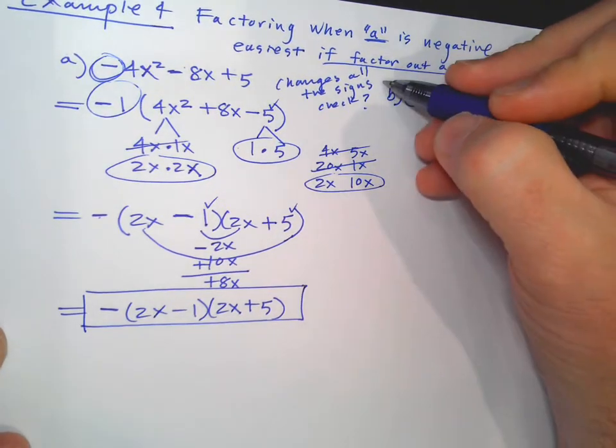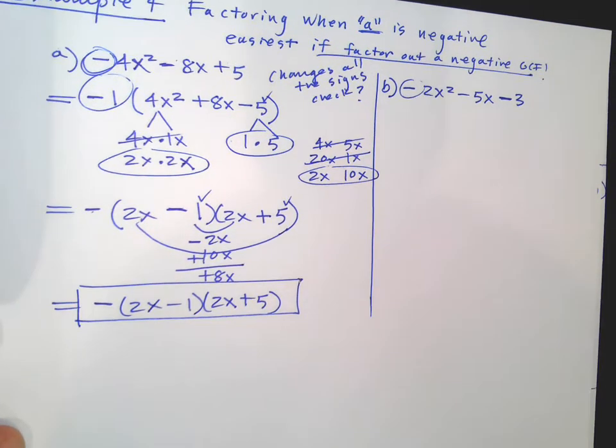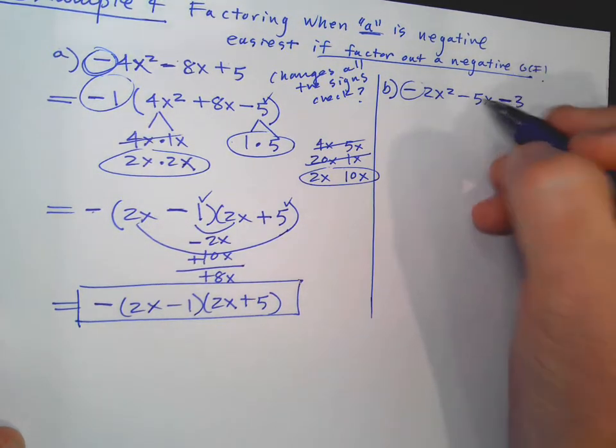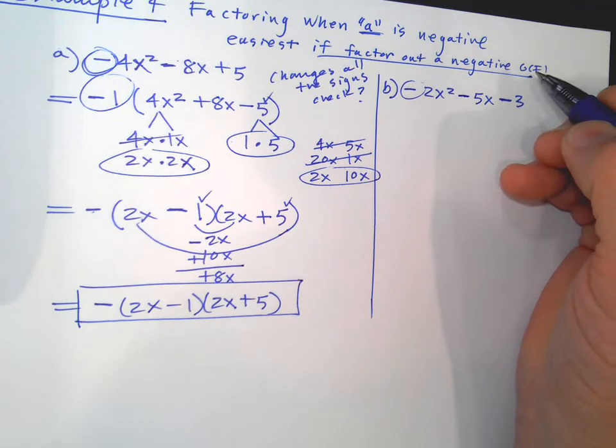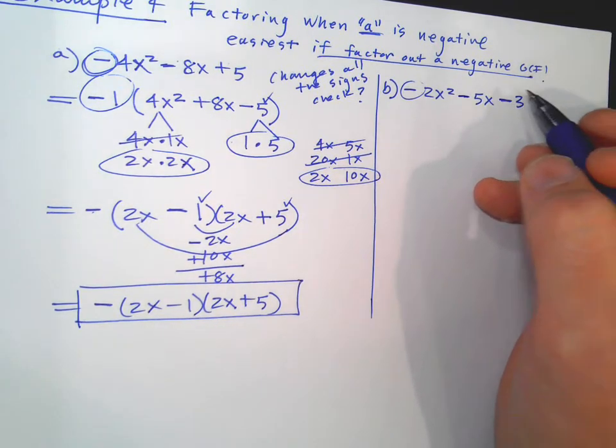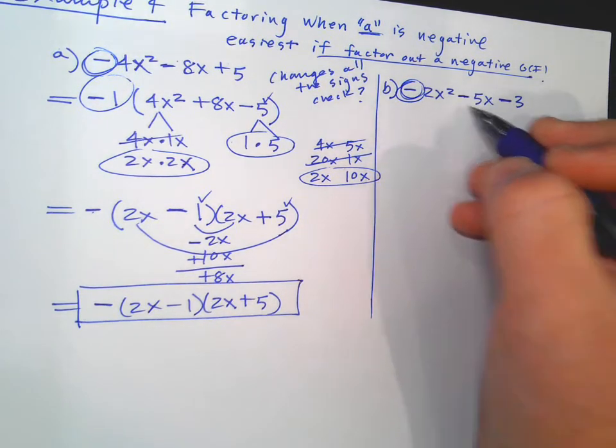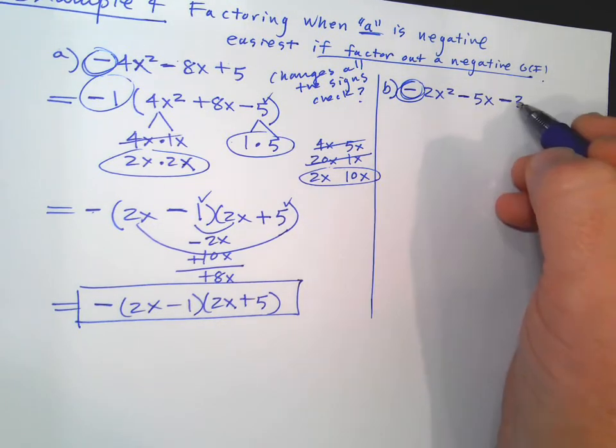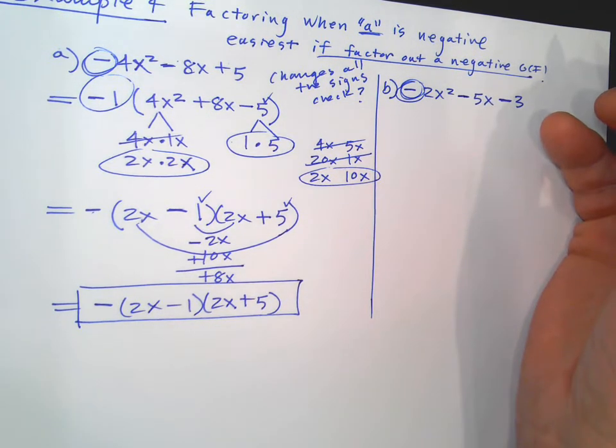Okay, let's try one more like that. We're getting close to done. I got one more example after this just to show you how we can use it on a more complicated problem. There's a negative in front. Now check for the GCF. If there's anything else you could pull out with a negative, you should take that out right now too.